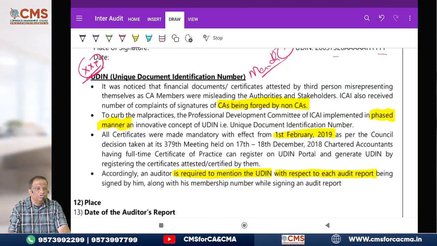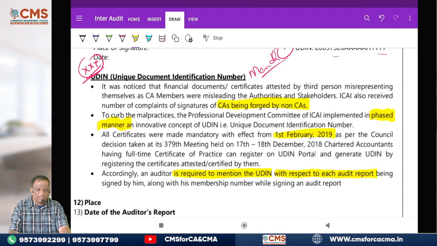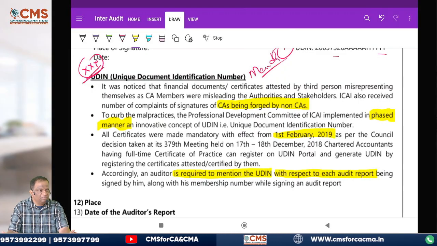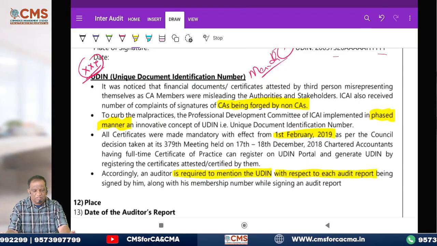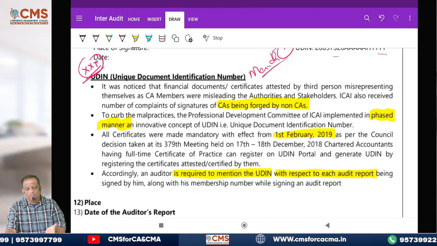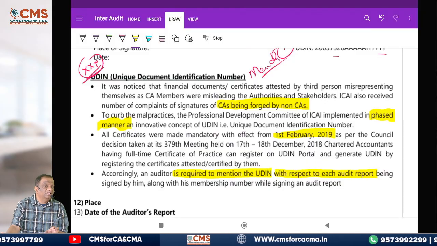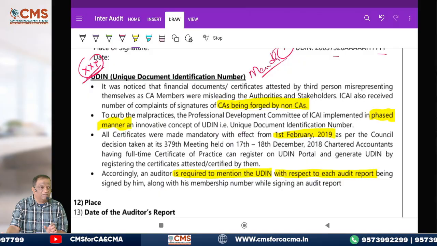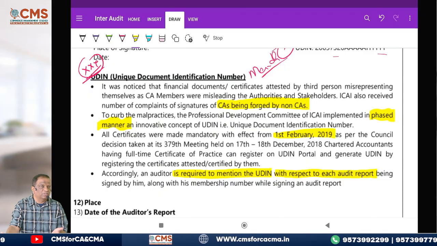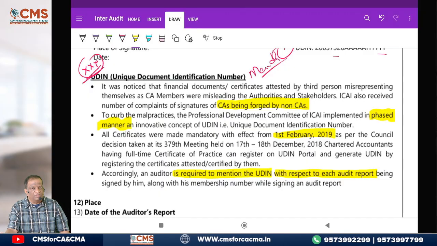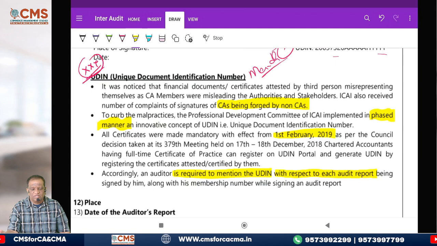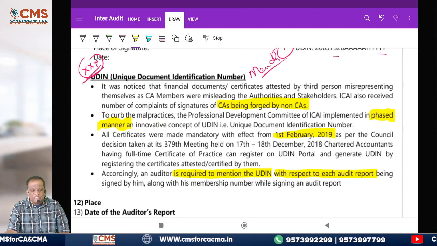Then where do we generate and who will generate? Now you tell me, who will generate? The auditor himself will generate. The CA in practice will generate. And where is it generated? There is a UDIN portal, backed by ICAI. So it is a part of the ICAI main website, the UDIN portal. That is where, and why only CAs can generate?